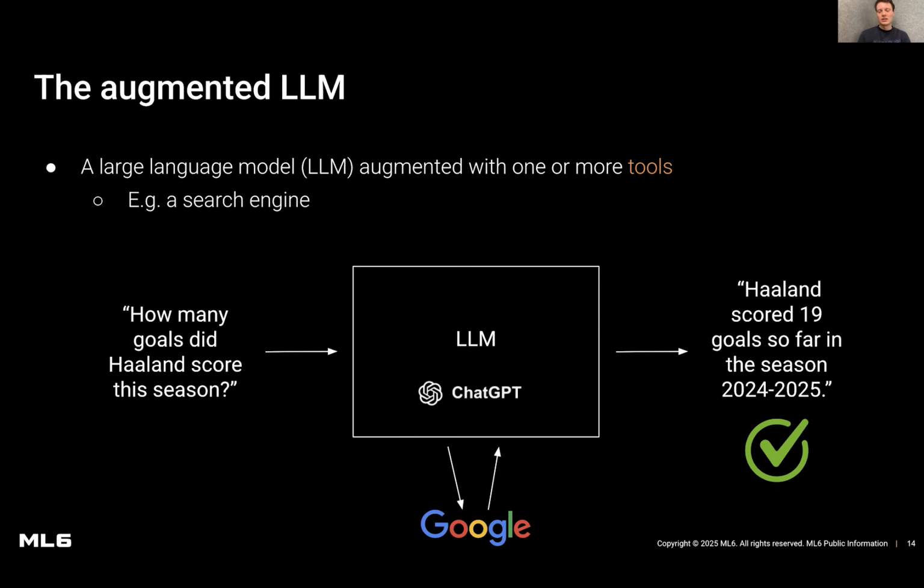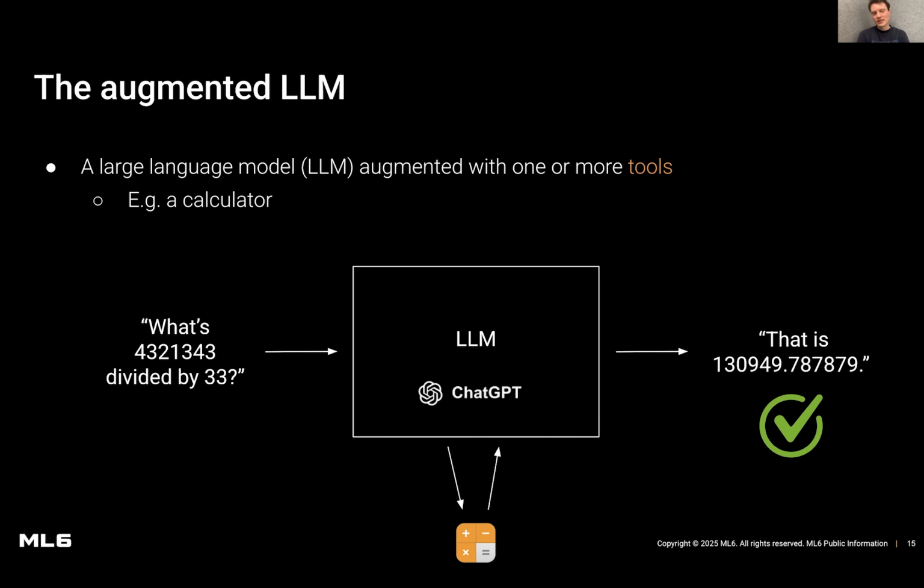Another example is, for the arithmetic questions, we could equip or augment the LLM with a calculator tool. And in that case, the LLM is intelligent enough to know, okay, in case I get a question of one number divided by another one, I can just use the calculator tool to first get the answer from it and then present it in natural language to the user. So in that case, again, we can solve these types of arithmetic questions.